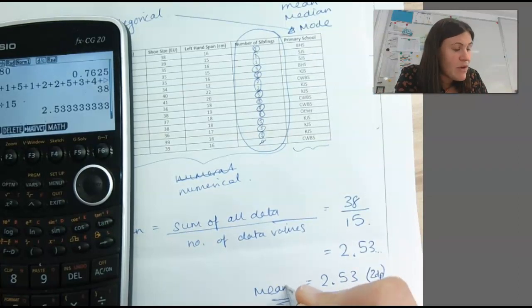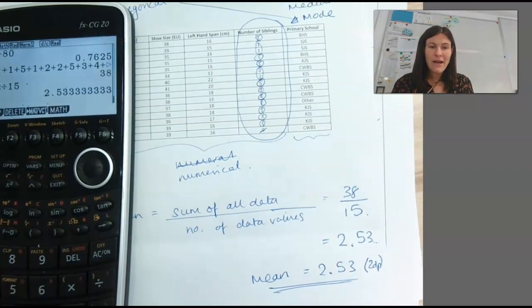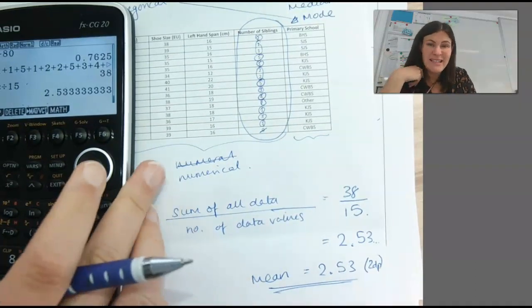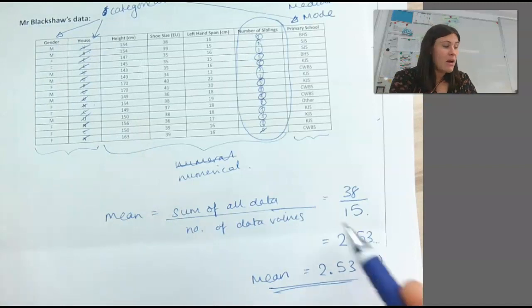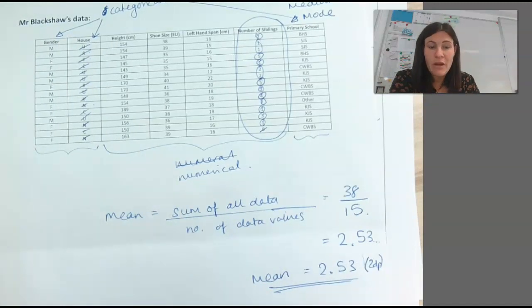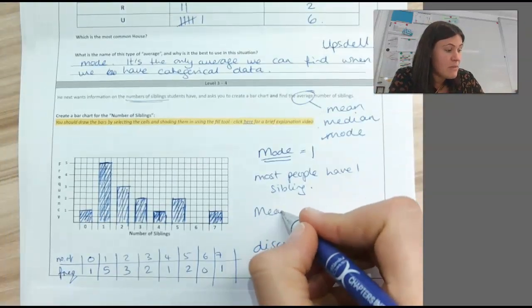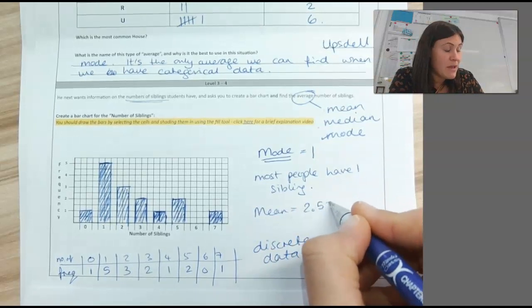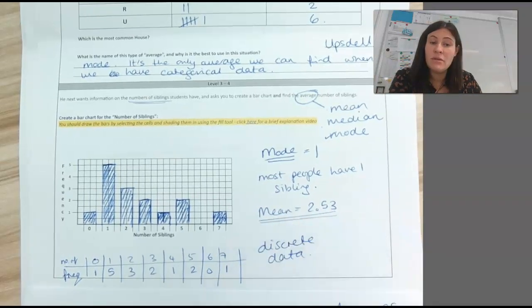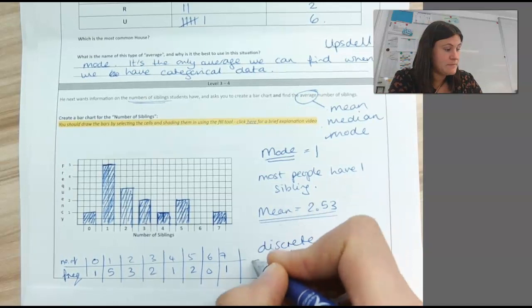Even though you might be thinking, hang on a minute, I can't have 2.53 siblings, that doesn't make sense. You're right, it doesn't really make sense, but we are allowed to calculate the mean and say that's the mean number of siblings. So it would be a valid answer to say that the mean is 2.53 if Mr. Blackshaw asked you what the average was.